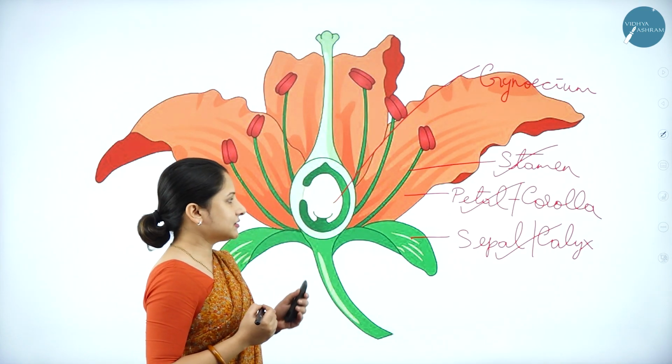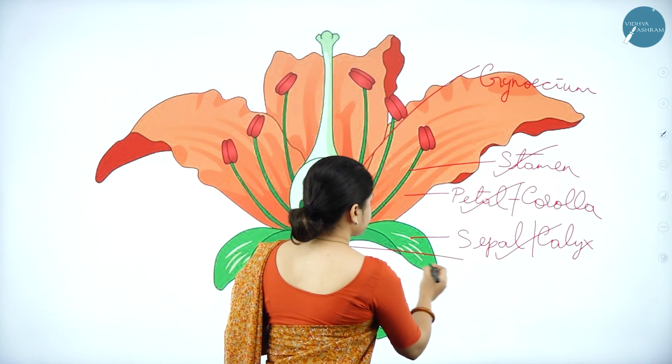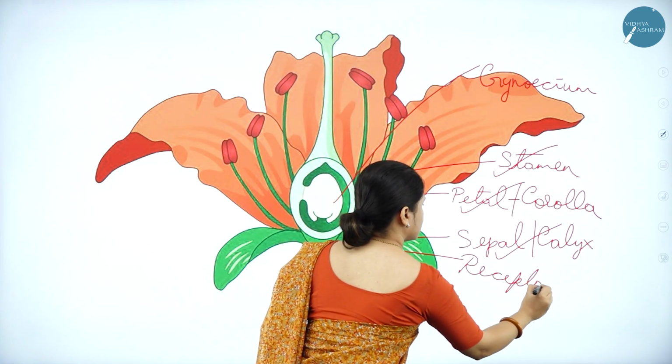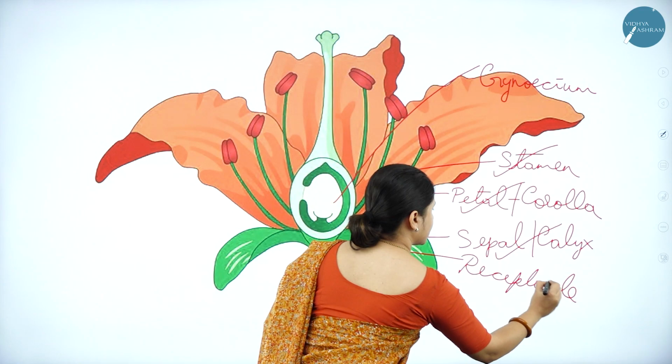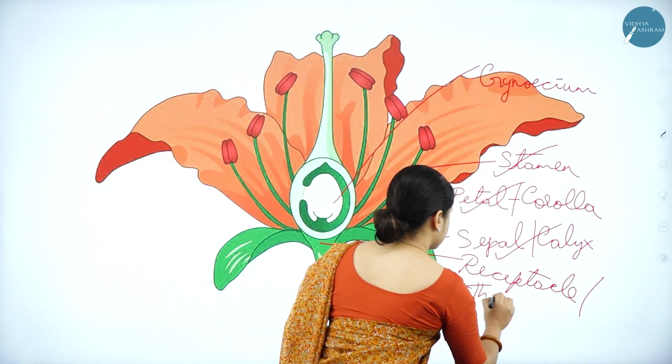Apart from this, there is also one more part of the flower, which is called the receptacle, or you can also call it the thalamus.